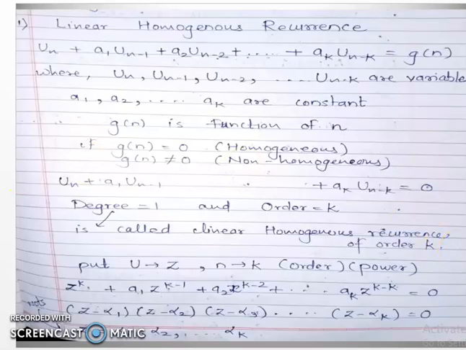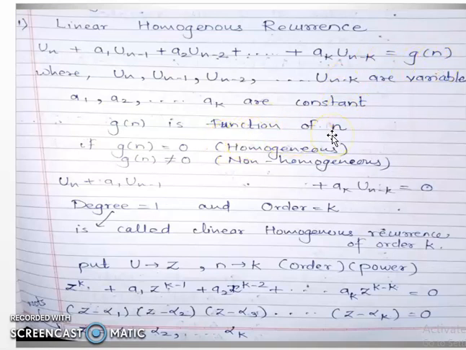Firstly, a linear recurrence relation equation is in the form un plus a1 un minus 1 plus a2 un minus 2 up to plus ak un minus k is equal to g of n. In that given equation, un minus 1, un minus 2 up to un minus k are the variables and a1, a2 up to ak are the constant values, and the last one, g of n, is a function of n.